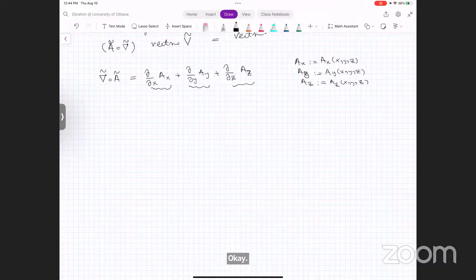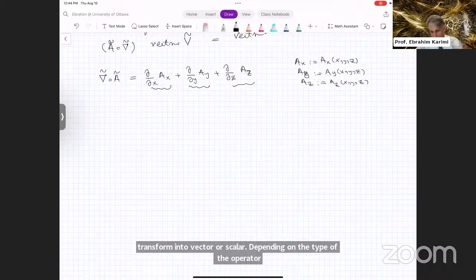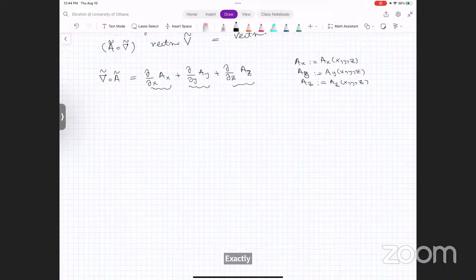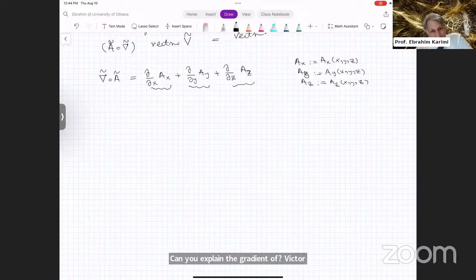Can we say that an operator is a quantity that can transform into a vector or scalar depending on the type of the operator? Exactly. Perfect. Yeah, well said. Can you explain the gradient of a vector? Yes. Be patient. We will discuss that at the end of chapter 2. Yes, the gradient of a vector will be a tensor.